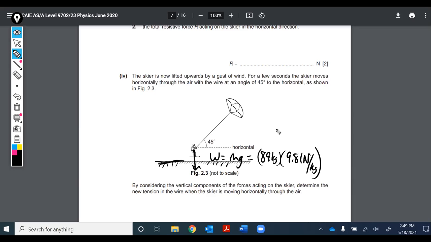89 times 9.81. So this skier has a weight of 873.09 newtons here on Earth, which means the downs got to equal the ups, right? Lifted by a gust of wind for a few seconds, the skier moves horizontally, which means there's no net force up or down, right? So if the skier has a weight of 873.09, it used to be the Earth itself was providing a normal force upward, balancing this. But now all of that force has to be supplied by the upward component of tension, okay?